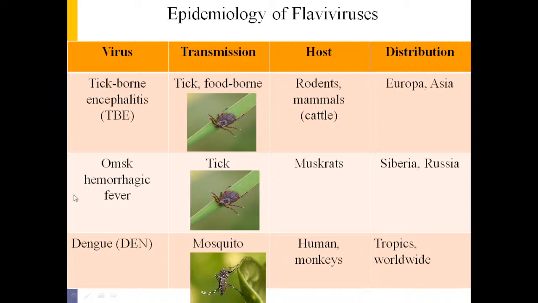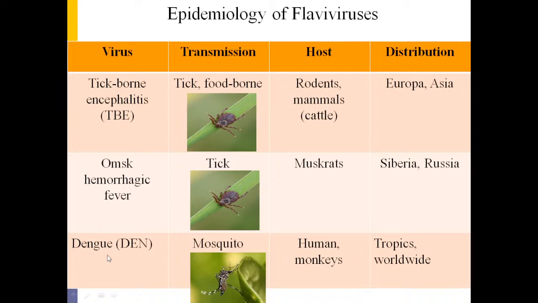Another disease that is caused by flaviviruses is Omsk hemorrhagic fever. It's transmitted by biting of ticks. The source of infection are muskrats. It's widespread in Siberia. Siberia is a region of Russia where it was firstly discovered. But it doesn't mean that it is present only in this region. No. It may be present in other regions, other countries too.